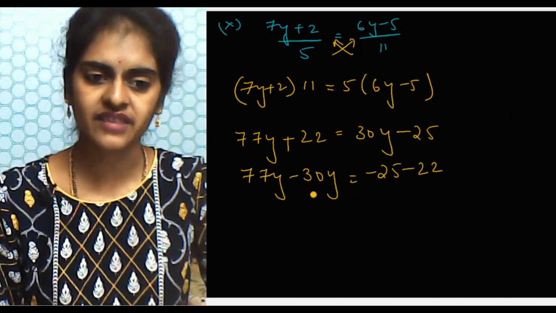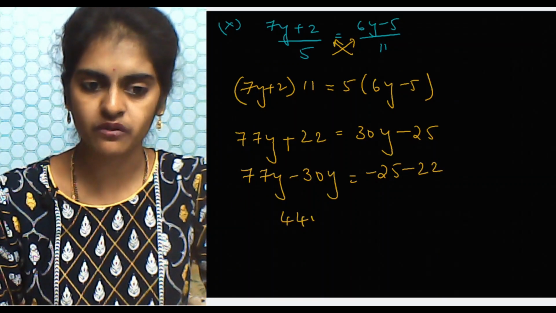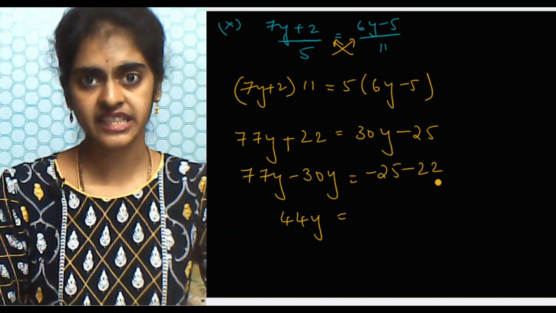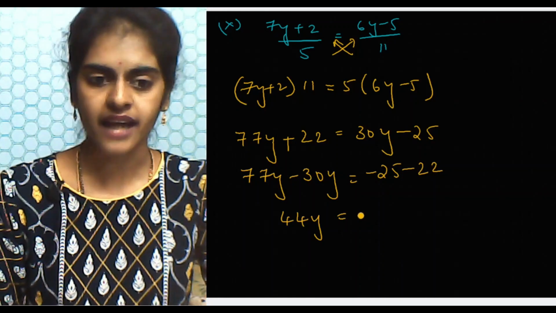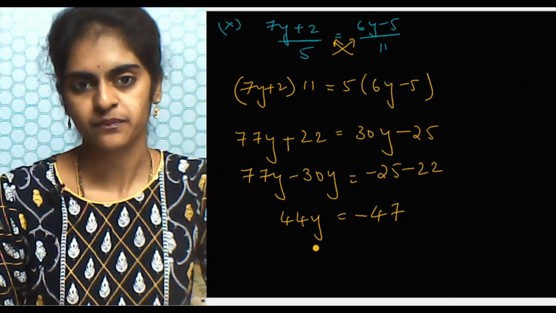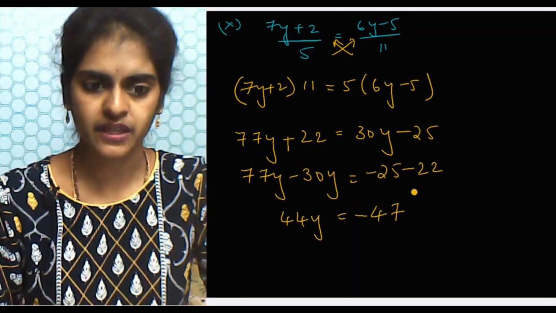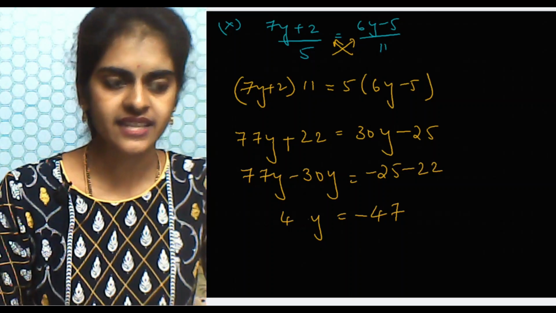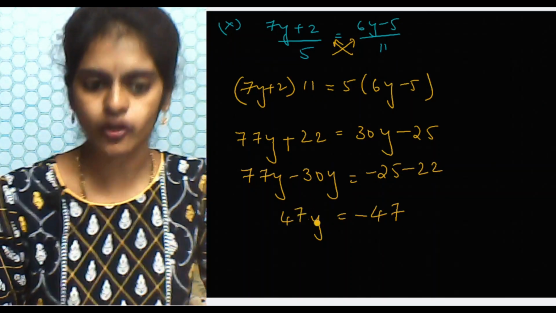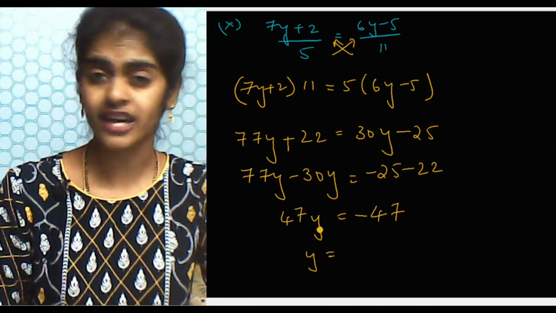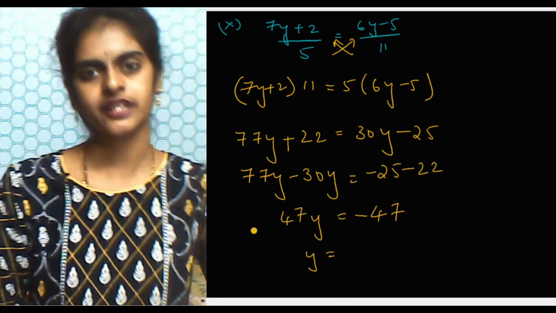So 77 minus 30 is 47y is equal to minus 25 minus 22, two negative integers, so you just add them and write a negative sign, isn't it? So this becomes minus 47. Yes, it becomes minus 47, and here also just see, 77 minus 30 is nothing but 47. So y is equal to, now I just want the value of y. So send 47 to RHS.